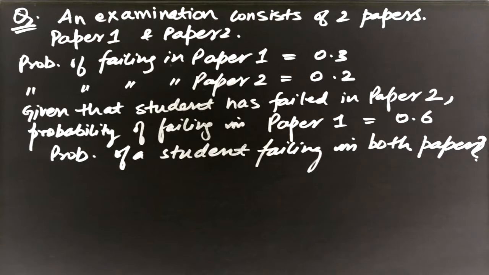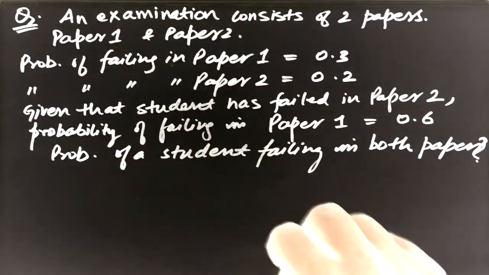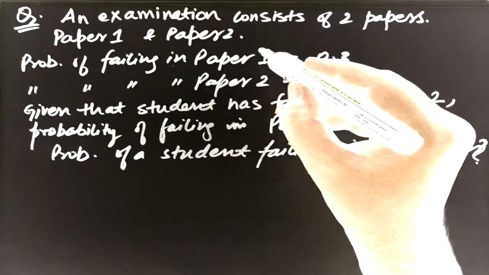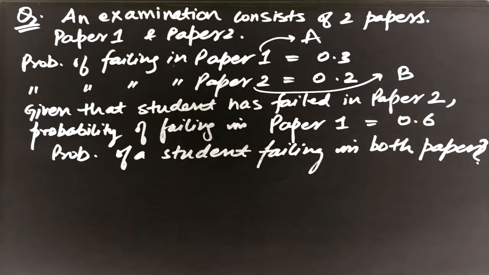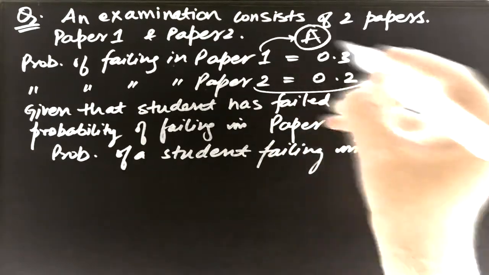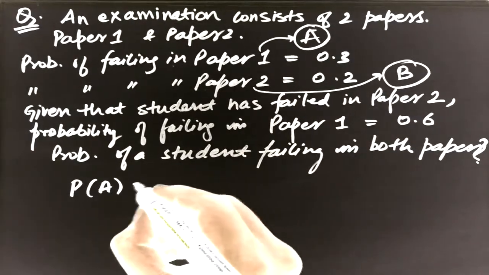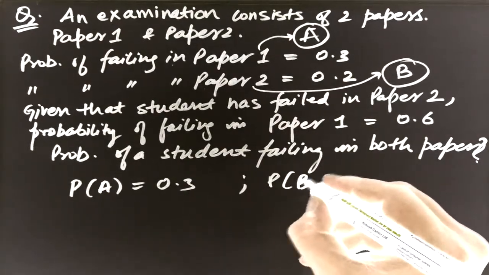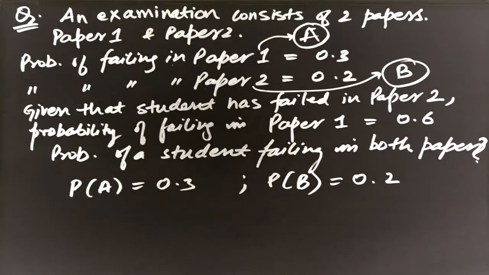This is the next question. It says an examination consisting of 2 papers, paper 1 and paper 2. The probability of failing paper 1 is 0.3. If I say paper 1 is event A and paper 2 is event B, then the probability of failing in paper A is 0.3 and the probability of failing in paper B is 0.2 according to the question.